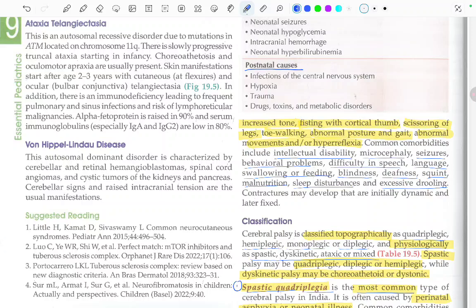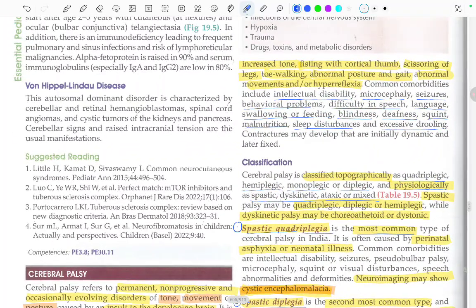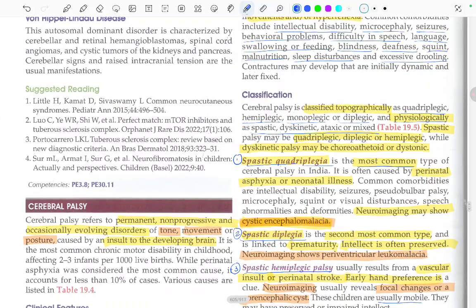Common comorbidities include intellectual disability, microcephaly, seizures, behavioral problems, difficulty in speech, language, swallowing or feeding, blindness, deafness, squint, malnutrition, sleep disturbance and excessive drooling. On classification, it is classified on two bases, topographically and physiologically. Topographically, it can be quadriplegic, hemiplegic, monoplegic, diplegic. Physiologically, it can be spastic, dyskinetic, ataxic or mixed. Okay, now the spastic type is again quadriplegic, diplegic or hemiplegic, and the dyskinetic type may be choreoathetoid or dystonic.